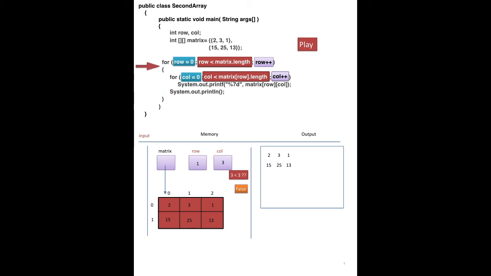We go back. We increment row to become 2. We test is 2 less than 2. This is false. So we finished the outer loop.